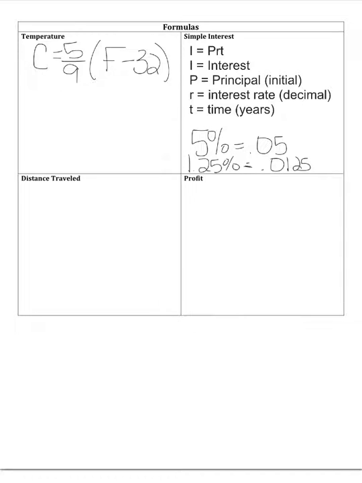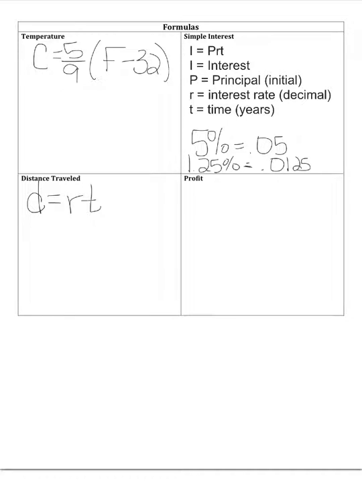The next equation has to do with distance traveled, and I'm sure you've seen this equation before. It is simply just D equals R times T, where D equals the distance. In this case, the R represents the rate in terms of speed or your velocity, and T is time. And in this case, T can be any time. It could be minutes, it could be hours, it could be seconds, it could be years, it could be months, anything like that.